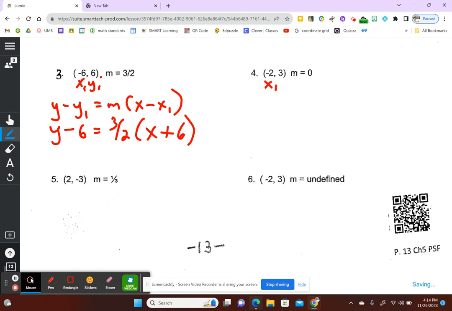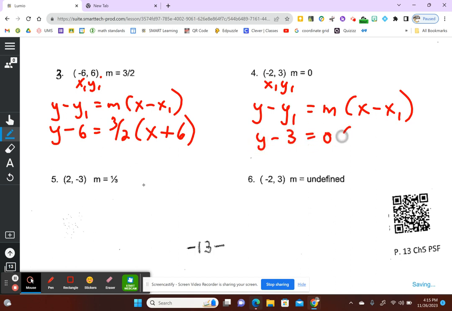I label this x sub 1, y sub 1. I write y minus y sub 1 equals m times x minus x sub 1. Y minus 3 equals 0 times x plus 2. Well, if it's 0, then this all goes away. If I add 3 to both sides, I get y equals 3.